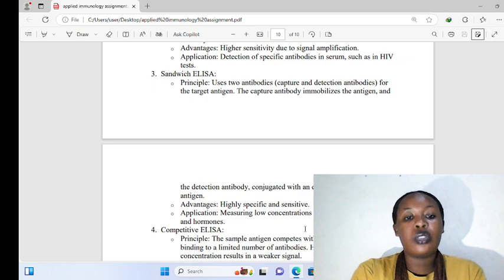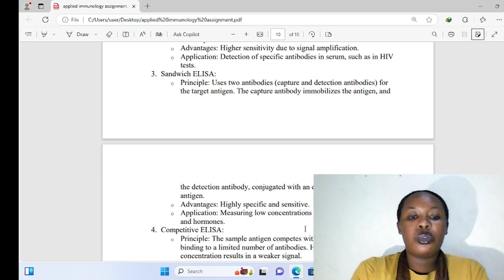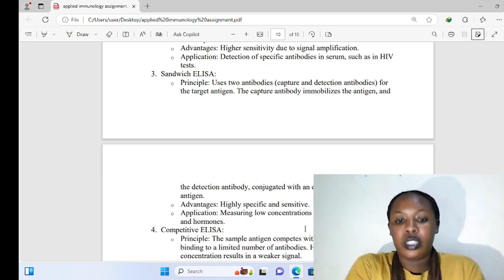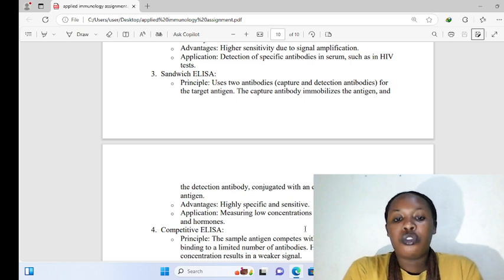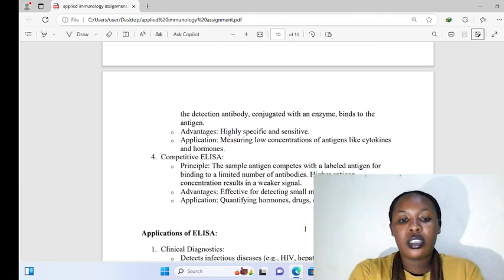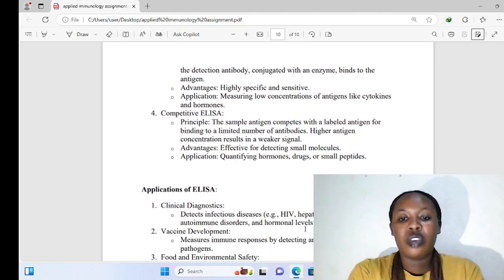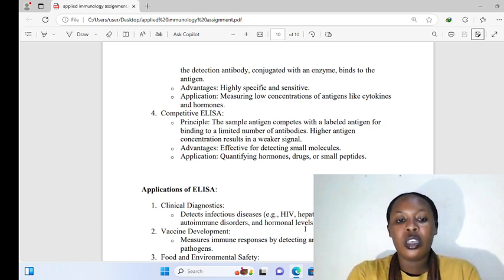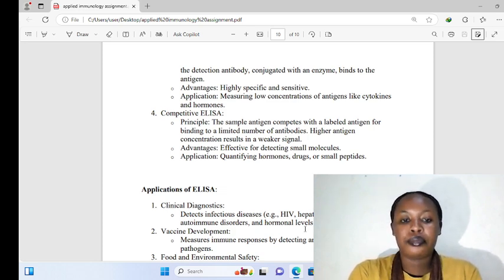Second one is sandwich ELISA. In sandwich ELISA, two antibodies are used, a capture antibody and a detection antibody, for the target antigen. The capture antibody immobilizes the antigen and the detection antibody, conjugated with enzyme, binds to the antigen. In this sandwich, we use two types of antibody: an antibody for capturing and a conjugated antibody which is combined with the enzyme.